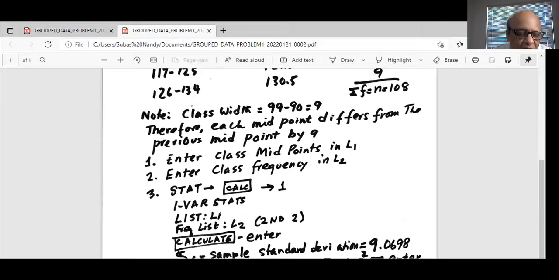I want to calculate the variance. So I have to press the x square button after typing 9.0698 in the calculator. The x square button is in the first column of keys halfway down. Press that x square. That will put an exponent 2 on top of 9.0698. So it is 9.0698 squared. Then hit enter. And that gives you the variance, which is 82.26.